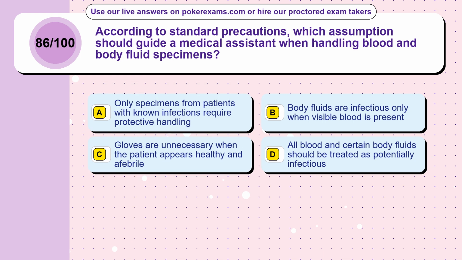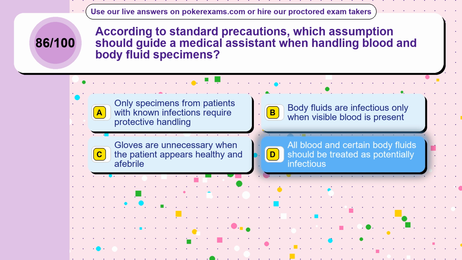Question 86. According to standard precautions, which assumption should guide a medical assistant when handling blood and body fluid specimens? Option A. Only specimens from patients with known infections require protective handling. Option B. Body fluids are infectious only when visible blood is present. Option C. Gloves are unnecessary when the patient appears healthy and afebrile. Option D. All blood and certain body fluids should be treated as potentially infectious.